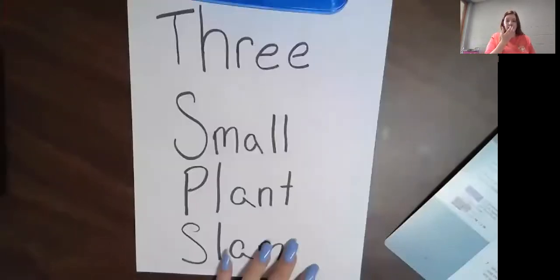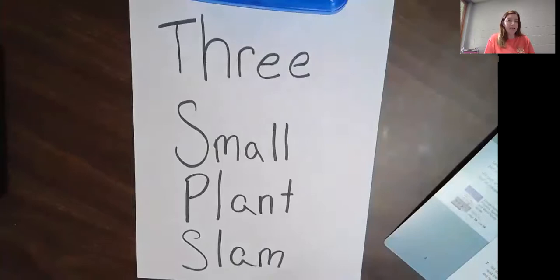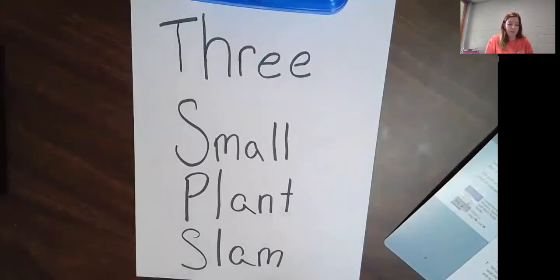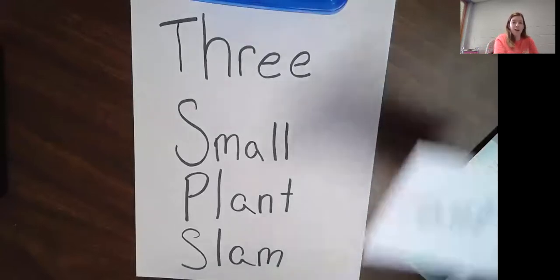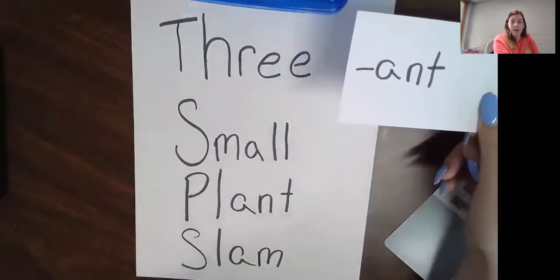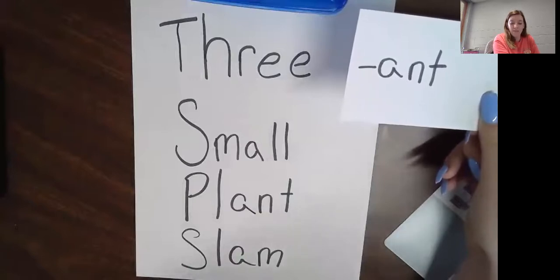All right, so here is our list of words for today's lesson. Three, small, plant, slam. All right, so go ahead and read those words out loud. I'll give you a couple of seconds to read those words out loud. Okay, so now I want you guys to try and help me find the word that ends in A-N-T, like ants. So what word ends in A-N-T?